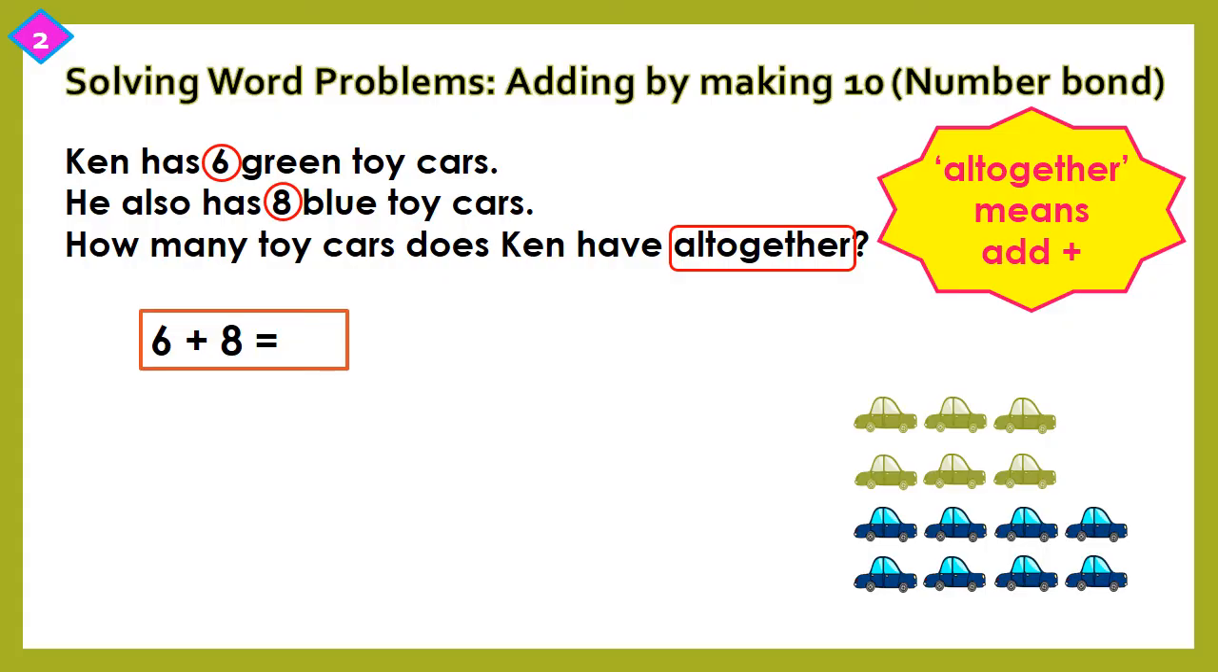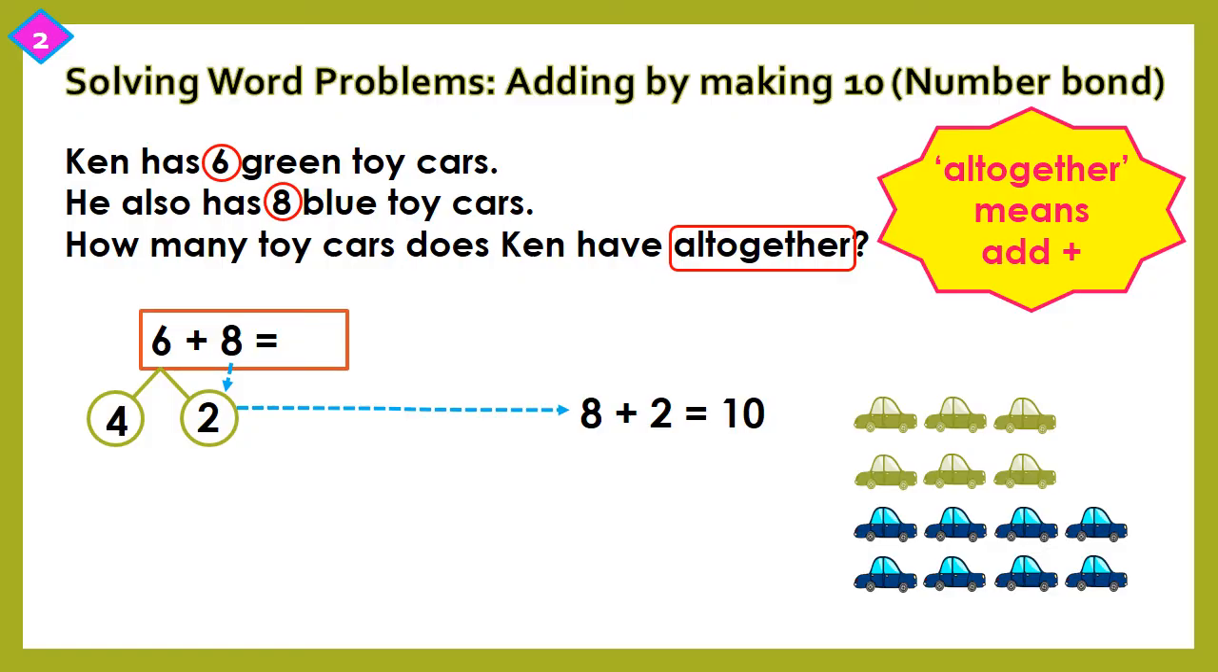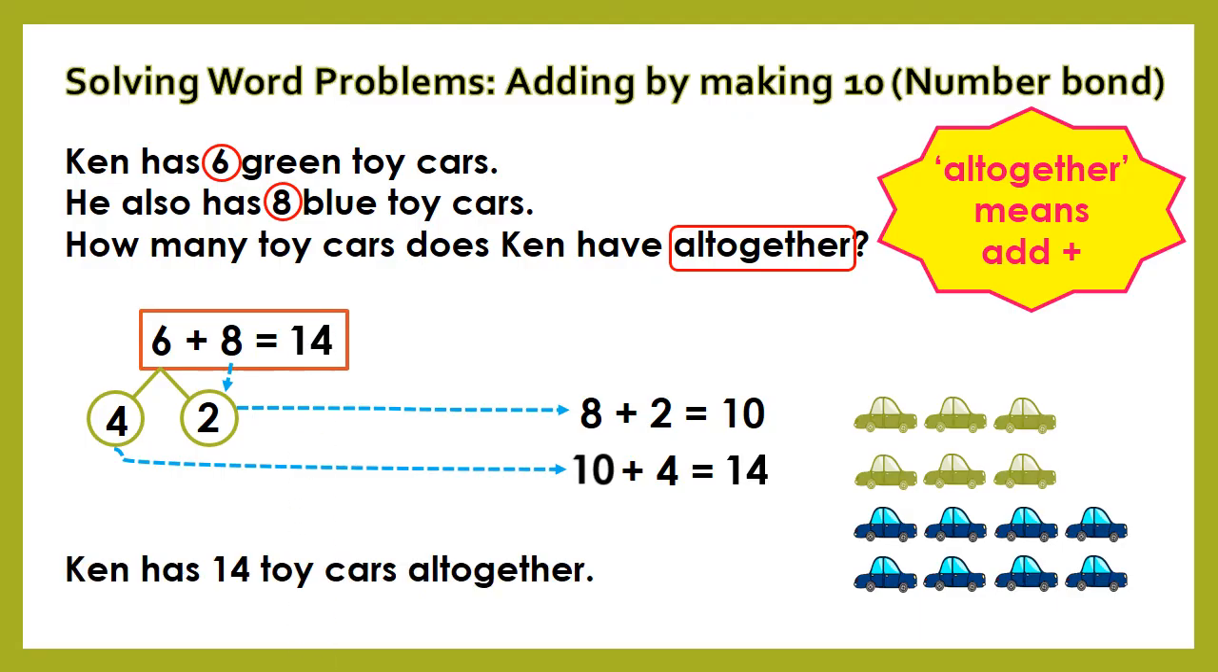Now let's use the number bond to find the answer. We need 2 from 6 so that 8 plus 2 is equal to 10. Then we fill in the number bond. 4 and 2 will make 6. Here we have 10 plus 4, which is equal to 14. It's the same as 6 plus 8, which is also equal to 14. Ken has 14 toy cars altogether.